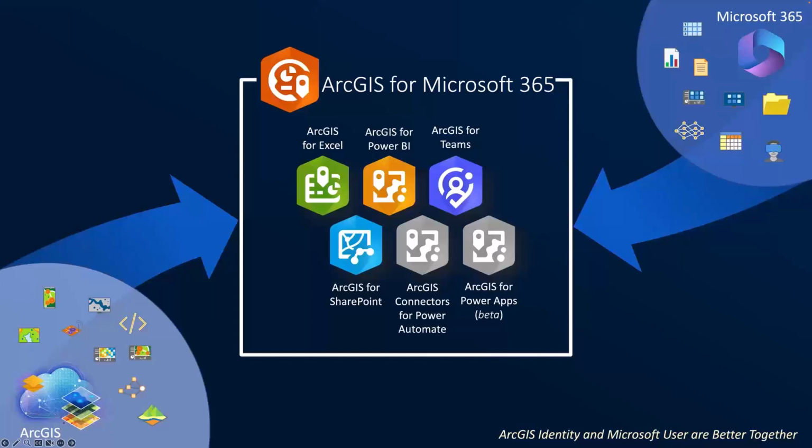Now, the 6th component that you're seeing on the screen right now is one that's currently in a private beta. And we're developing a map component to be used inside Microsoft's Power Apps. And this is going to be ArcGIS for Power Apps. But we'll get more detail on that later.